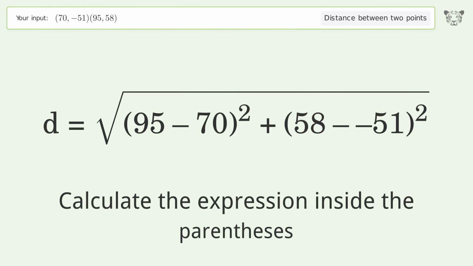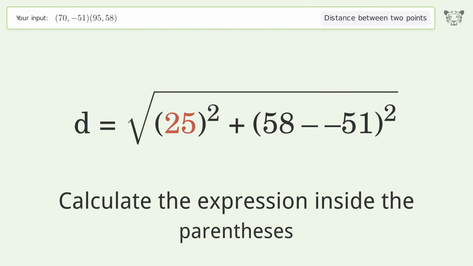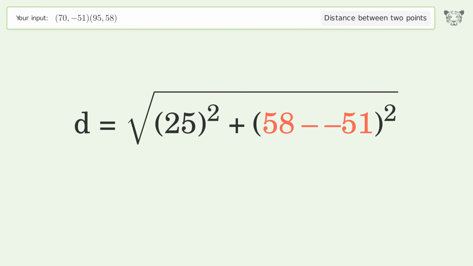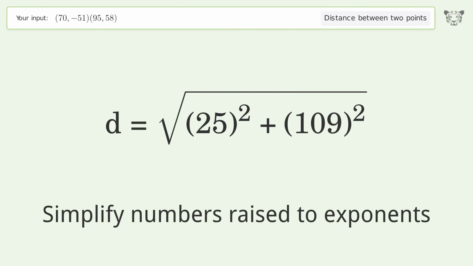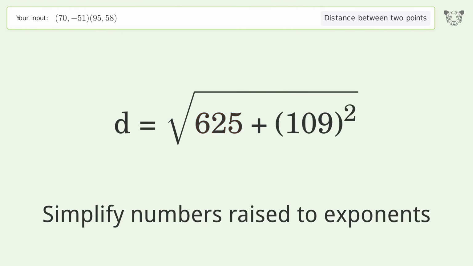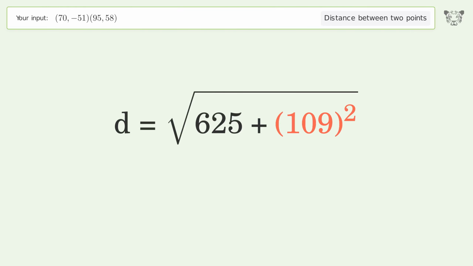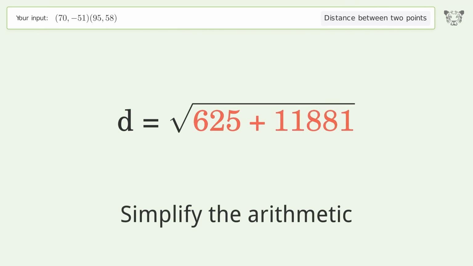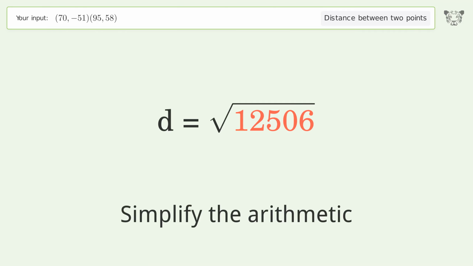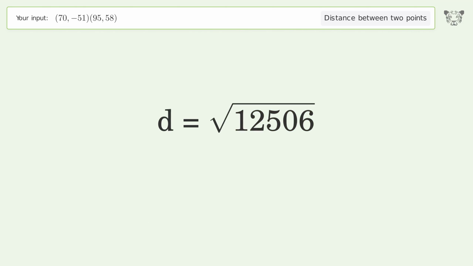Calculate the expression inside the parentheses. Simplify numbers raised to exponents. Simplify the arithmetic. And so the distance between the 2 points is the square root of 12,506, or 111.83.